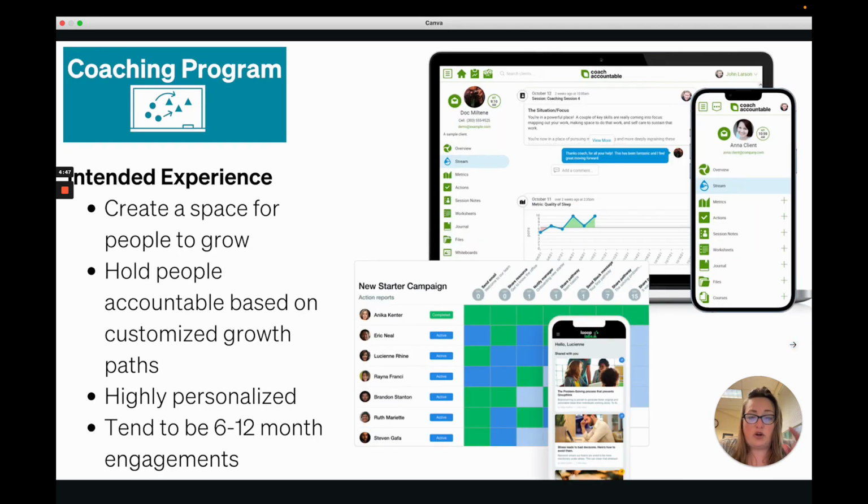Another model is the coaching program. Again, coaching programs usually contain some kind of person-to-person experience, and the virtual space is usually an extension of the coaching relationship. Coaching programs, the intention is to create a space where it's highly personalized, so that whatever the personal growth plan is of the people that you're serving, they can keep themselves accountable.